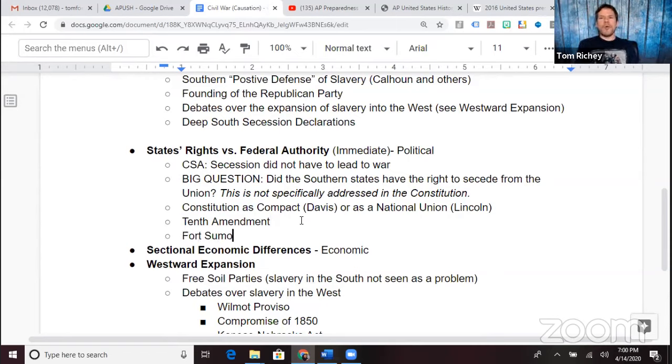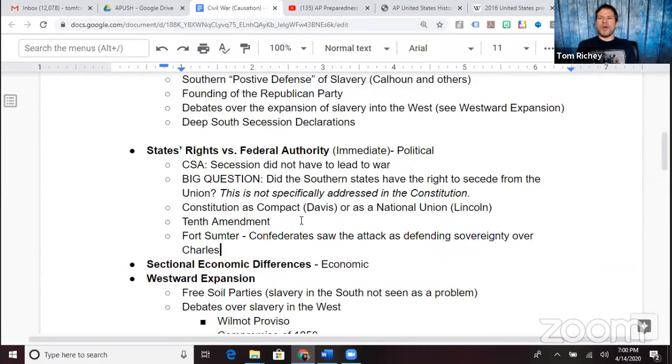So Fort Sumter, where the Civil War started. Basically what happened here is that the Union tried to hold the fort and the Confederacy finally fired upon the Union garrison. The Confederates saw the attack as defending sovereignty over Charleston Harbor, while Lincoln saw it as an act of rebellion. And what we do know about the Constitution is that it does give the federal government the authority to put down insurrections and rebellions. So Lincoln saw that as an act of rebellion.